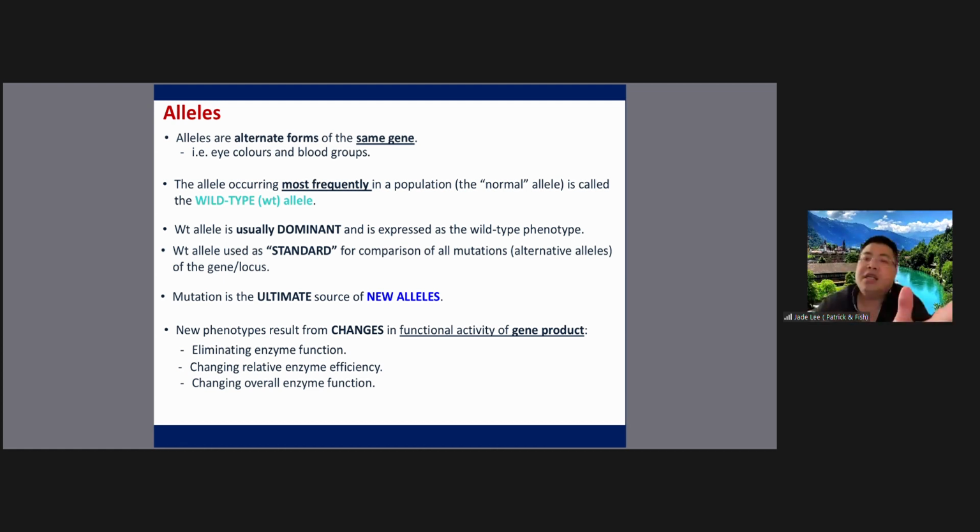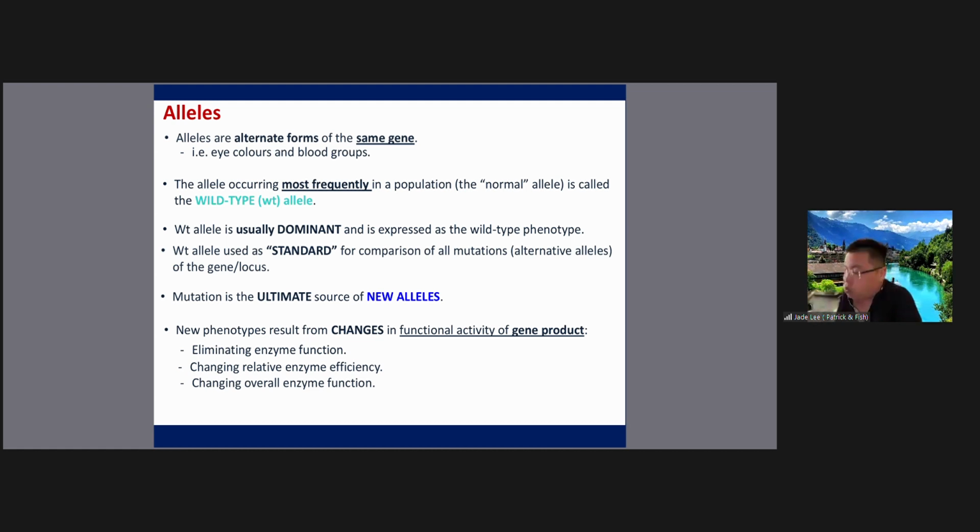All right, and a mutation may occur, and it comes with a new allele, and the new phenotypes result from changes in the functional activity of a gene's product. For example, it could eliminate the enzyme function, it may change the relative enzyme efficiency, or it may change the overall enzyme function. This could be because of mutations giving a new function to the new allele. Okay, so far, can you follow me?